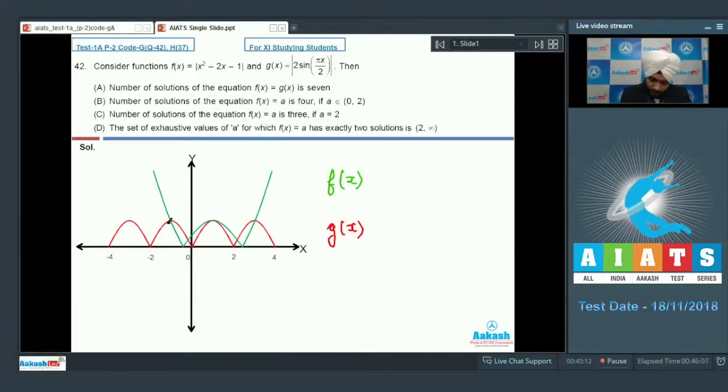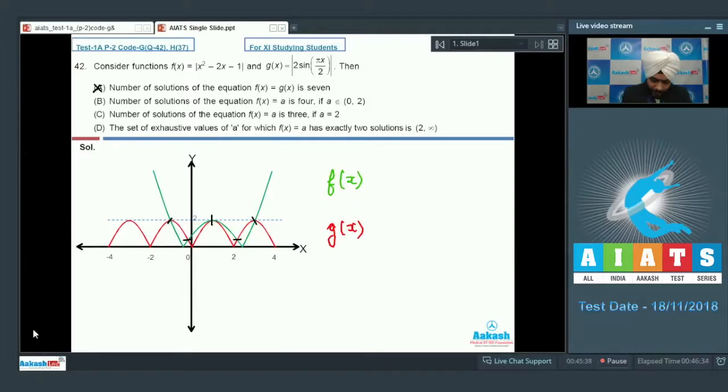Here are the number of solutions: 1, 2, 3, 4, 5. Wrong. Number of solutions of f(x) equals a if a is belonging to (0, 2). Obviously, students, this value is 2. I told you the maximum value of this particular function and the value at x equal to 1 over here is 2. So now what is the scenario? Number of solutions of f(x) is equal to a is 4.